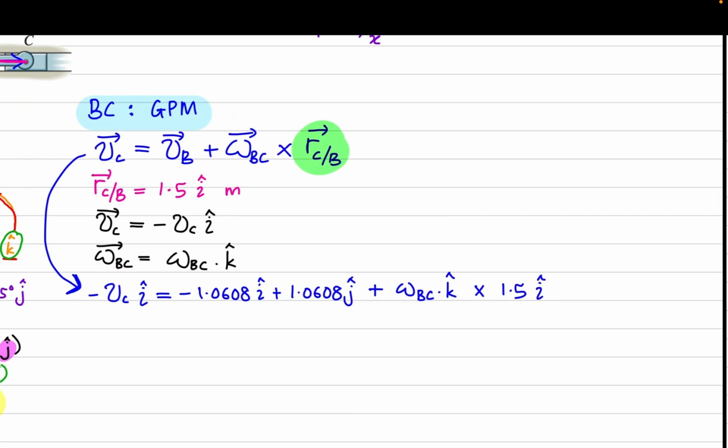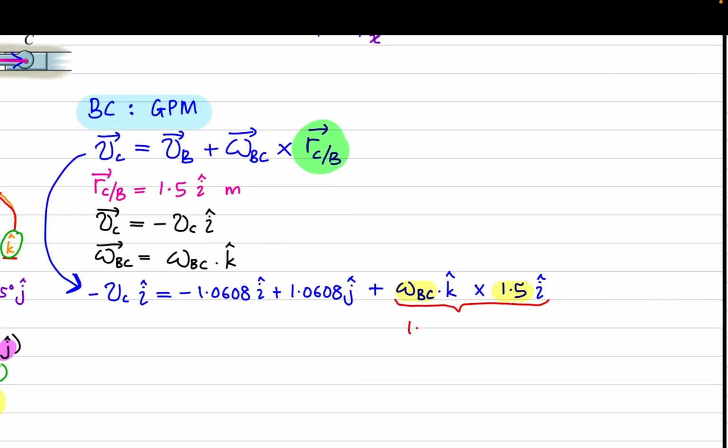Okay, so the first thing to do, as we did for the first tutorial, is to solve the vector cross product multiplication. Here we will do the same thing as before. First is to multiply the values omega BC and 1.5, so what we get is 1.5 omega BC. And then we have the cross product of k and i.